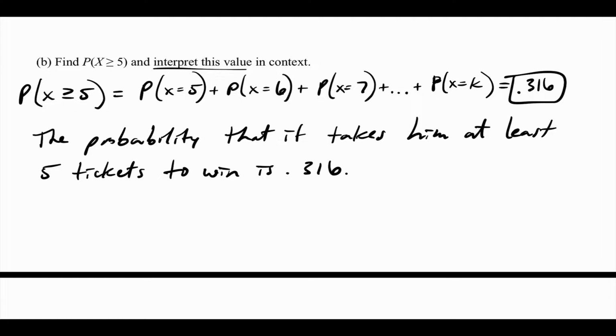I would expect him to win by his fourth, right? We said by 4 was about the number, right? So this is above it. So it's less, it's about 31%. Okay.